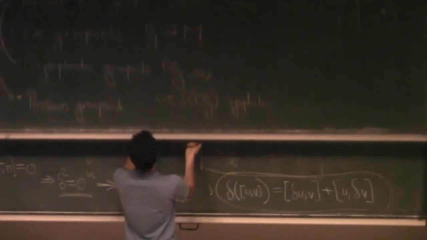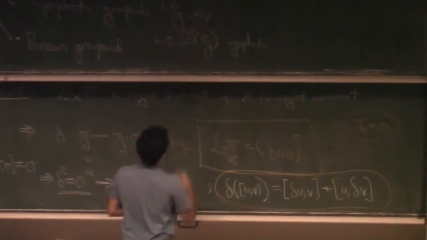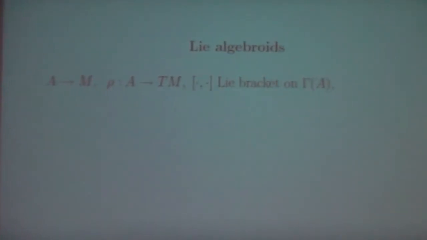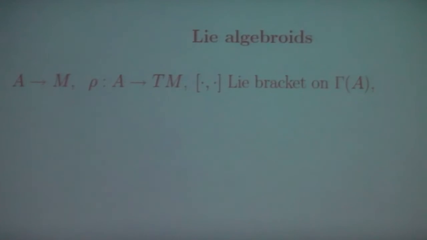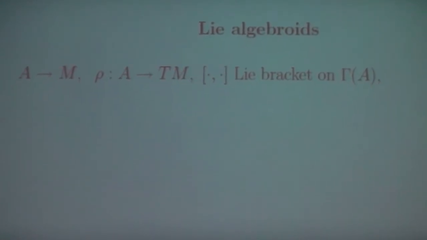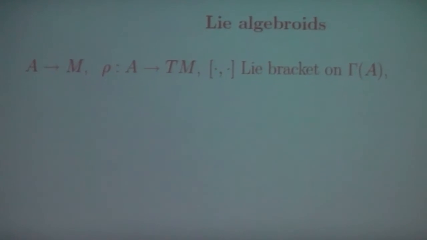Alright, so let's move on now to the infinitesimal description of Lie groupoids. How are you doing with time? I think the experiment yesterday was reasonably successful. So I'll again ask you to ask your neighbors if they know what a Lie algebroid is, and if they do, if they can explain that to you. And I'll give you a couple of minutes to do that.